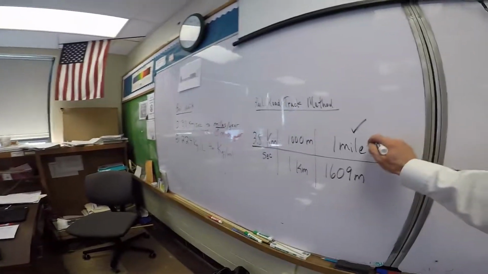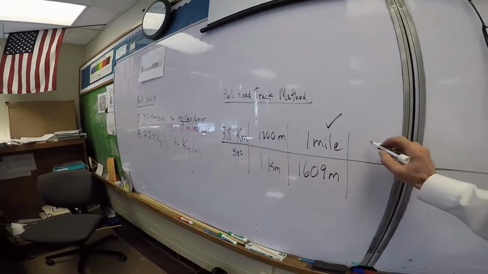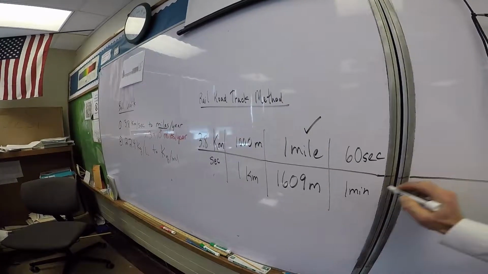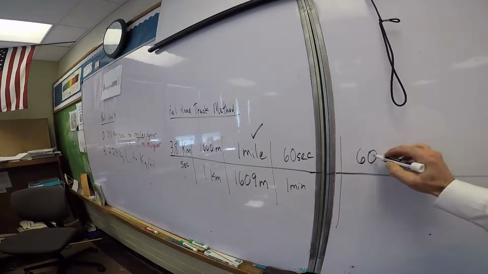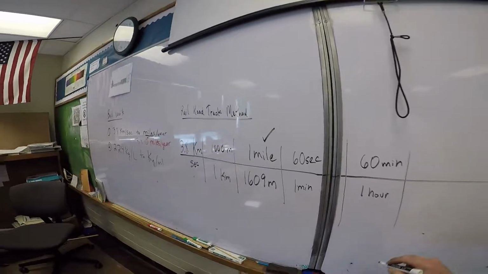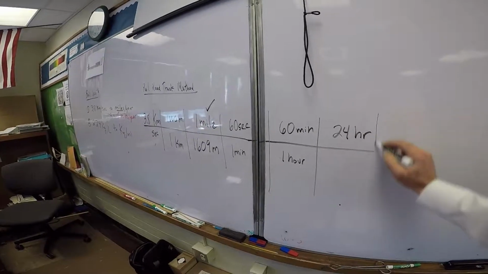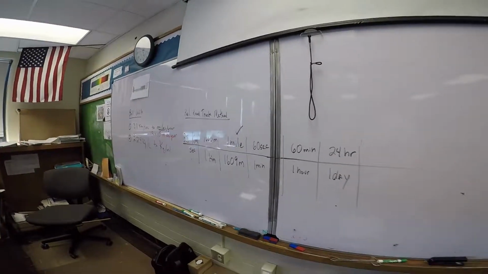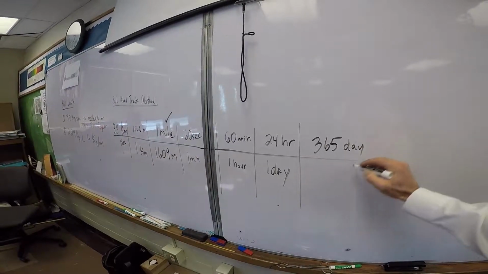Now let's convert, continuing with trying to go to a year, right? We have seconds. So we have 60 seconds is 1 minute, right? Then we have 60 minutes is 1 hour. And then we have 24 hours is 1 day. And we're trying to go to what? Years? And 365 days is equal to 1 year.